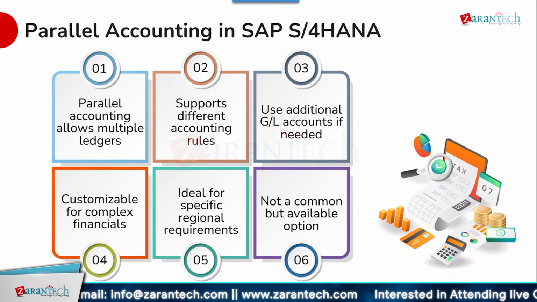Now, if you are struggling to keep up with multiple accounting standards, then parallel accounting in SAP S4HANA offers you some powerful solutions for your organization. Basically, it allows organizations to maintain multiple ledgers simultaneously, which makes it easier to adhere to different accounting rules. For example, a company operating in both the US and Europe can maintain separate ledgers to comply with US GAAP and IFRS regulations. Moreover, you can use some additional GL accounts if needed.